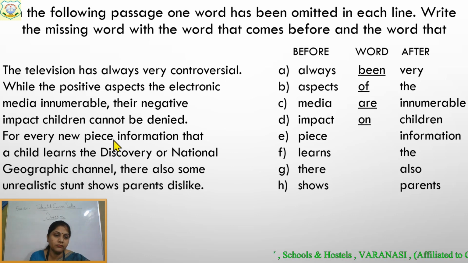P for pronoun, no pronoun is missed. P for preposition. For every new piece of information, "piece of" should be there. Don't you think "of" should be there? Yes. So we have got our answer that preposition is missing. Have you got? Preposition is missing here. So in this way, we apply our PPAC's rule.